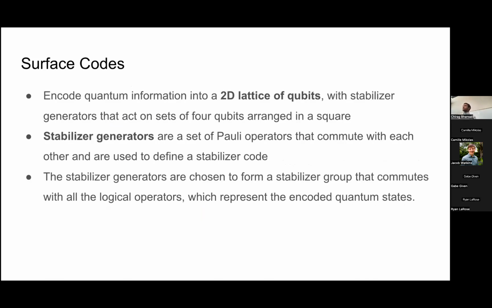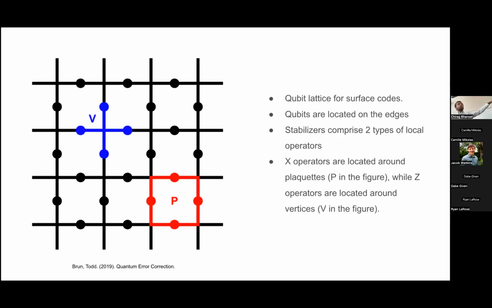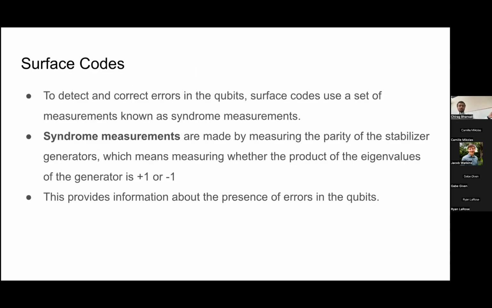Under them then come the surface codes. This is an example of a surface code. Stabilizer codes are like an overview, a broader category. Under stabilizer codes come surface codes. It's a type of stabilizer code. And syndrome measurements are made by measuring the parity, whether the product of the eigenvalues of the generator is -1 or +1.